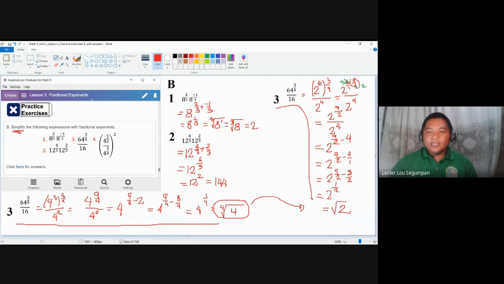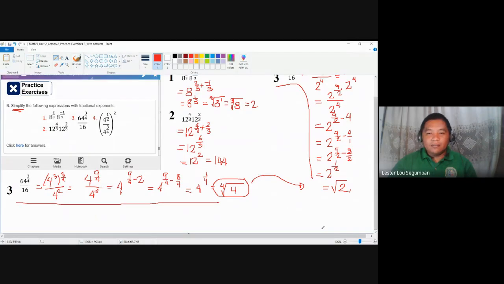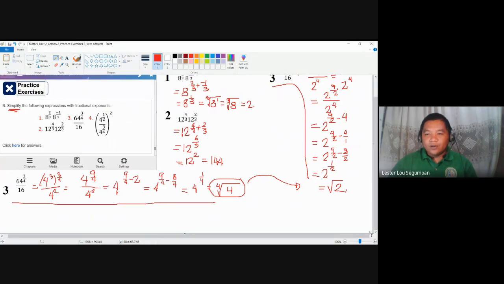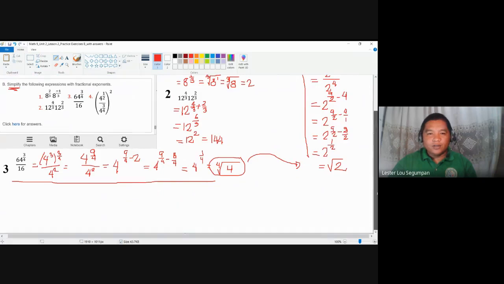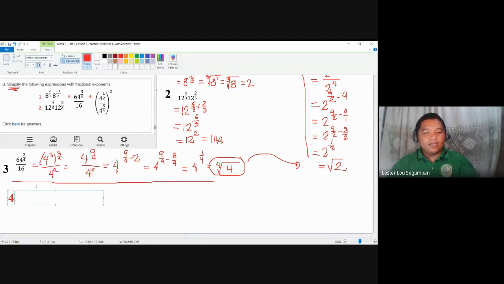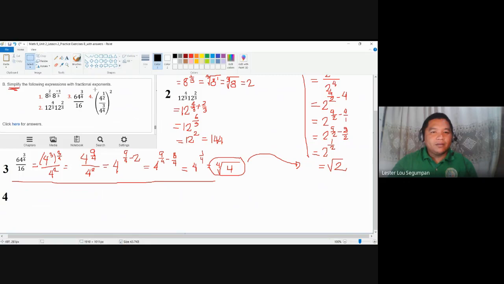Now, let's proceed to number 4. I'm going to extend it here. Okay. Number 4. I place here number 4. Number 3 is very lengthy. Okay. I'm just trying to show you two different methods. Number 4 is all about this item here.